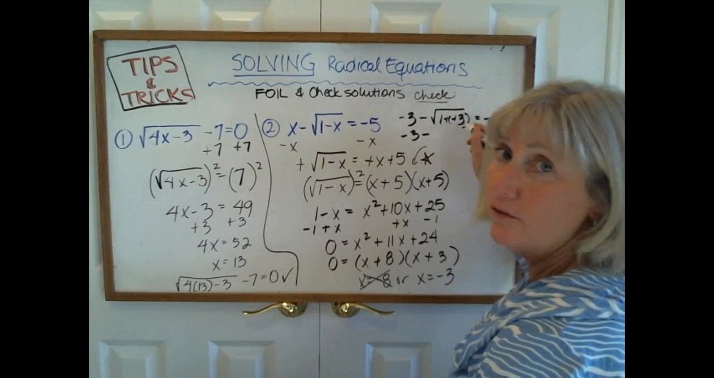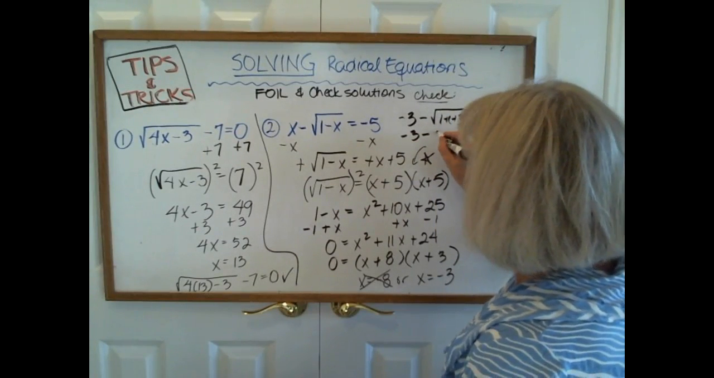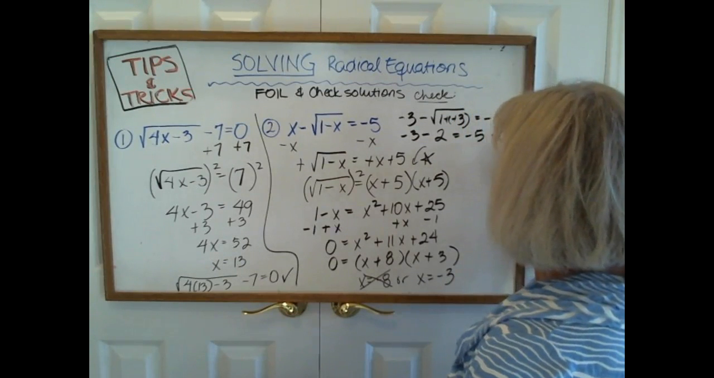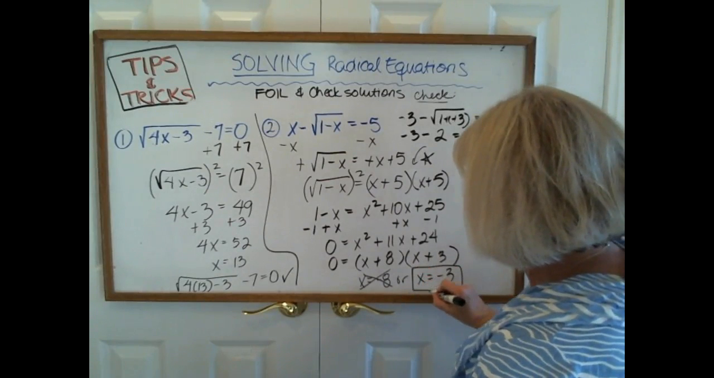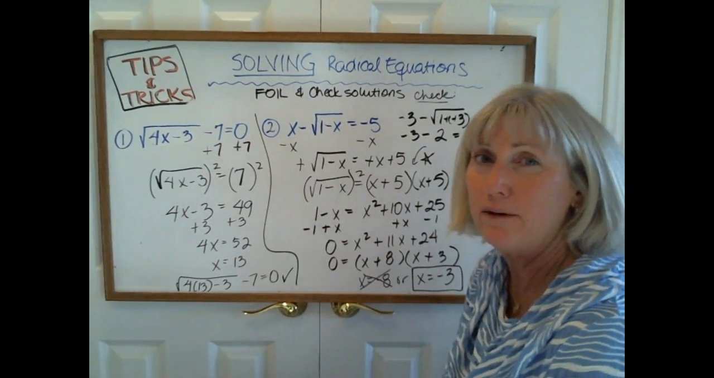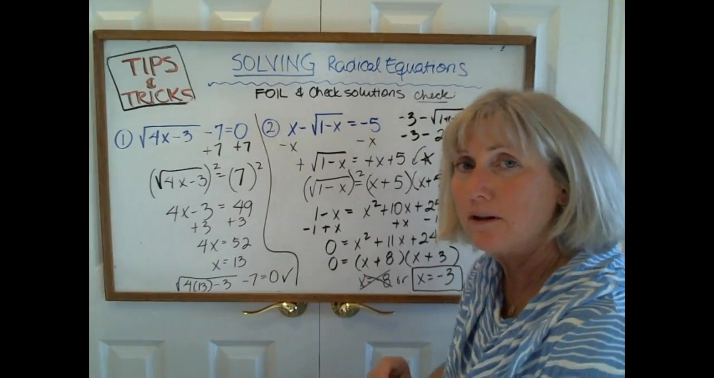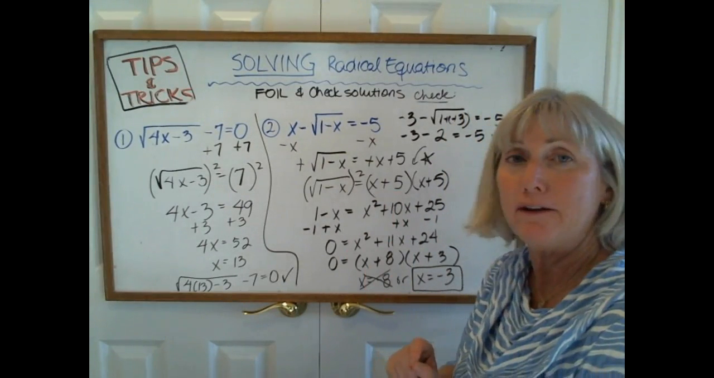So 1 plus 3 is 4. Square root of 4 is 2, equals negative 5, and that checks. So x equals negative 3 is our only answer to this one. So I have a couple more examples for you that I'll get ready for you.